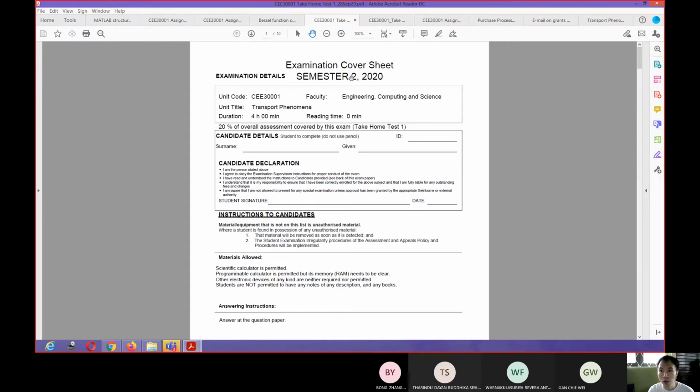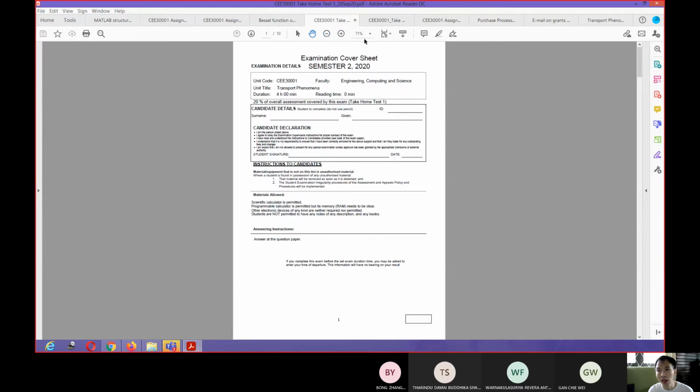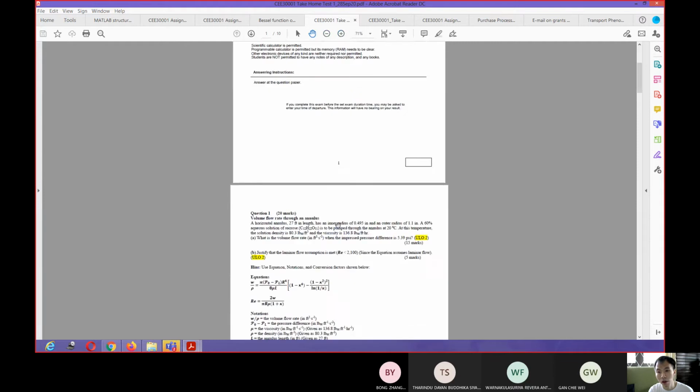I give you 4 hours for take home test 1. When I asked my students to do this take home test 1, they told me that a maximum of 3 hours is enough already. But then I think that probably this is not applicable to some of you, so I give you 4 hours, and then I also give you an extra 30 minutes to tidy up everything that you have, to make it into a presentable form.